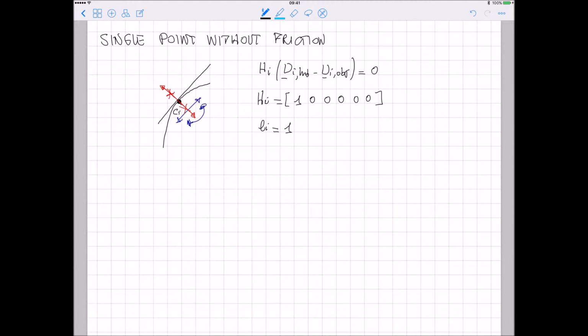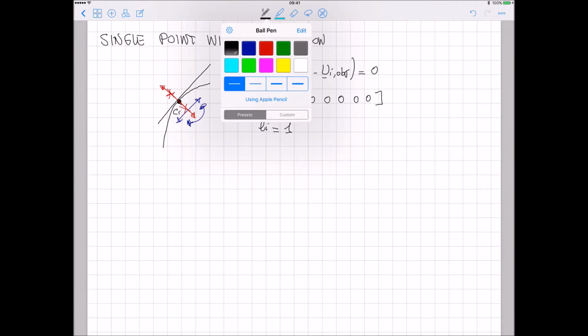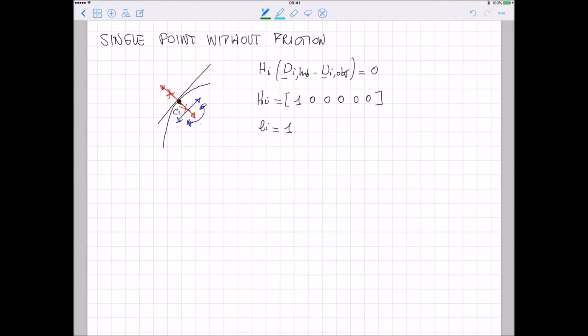In fact, in this case, the contact can apply a force. The force that I can apply is only in the normal direction, because I have no friction, so I can apply only normal forces. So my total contact branch will be a certain normal force, and the other 5 elements will be 0.